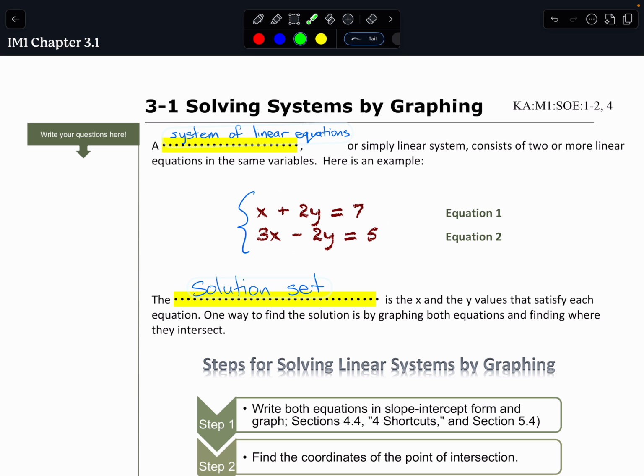So at least for this lesson, the solution set will just have 1 point in it, one xy pair. But there are other cases where the solution set doesn't have one solution. It might have something different than just one solution. And we'll get into that in a later lesson. But for now, the solution set is really just going to be 1 point.